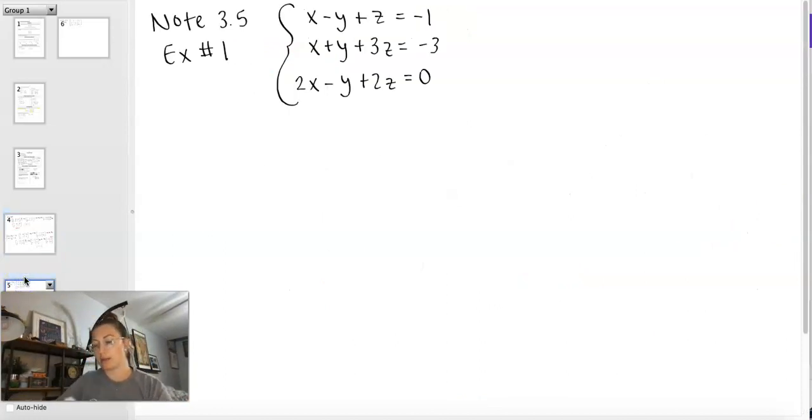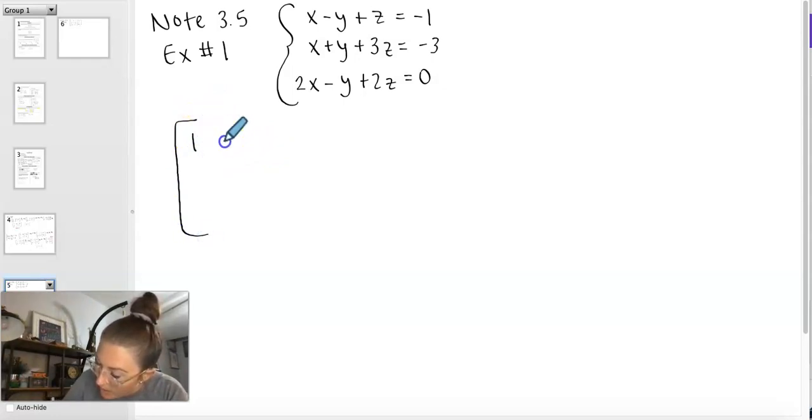So let's go ahead to this one. This one's actually one that you guys did in your notes with Mr. Till yesterday, or whenever you guys did them. So this is example 1 from notes 3.5, and you did this by elimination, and now we're going to do it by using a matrix. Alright, so step 1 to doing a matrix is put in a matrix. So let's go ahead and put this guy in a matrix.